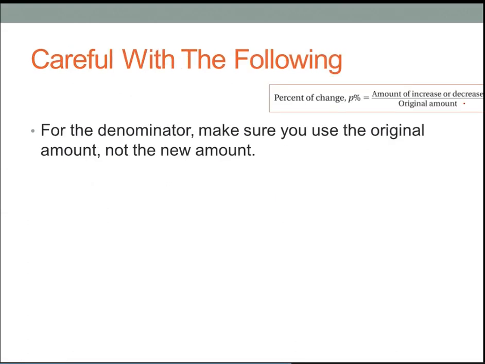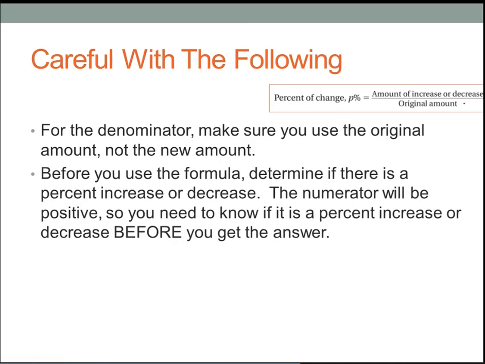So a couple of things to watch out for. The denominator is always the original amount. Never put the new amount there. The denominator is always the original amount. And before you start, determine if this is a percent increase or decrease problem, because for the numerator, you're subtracting the smaller number from the larger number, so the numerator is going to be positive regardless. So make sure you know if you're increasing or decreasing before you get the answer. And you might want to write that down on your page as well.